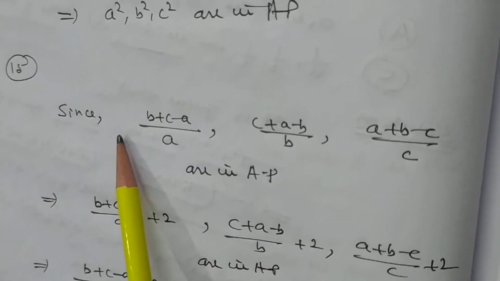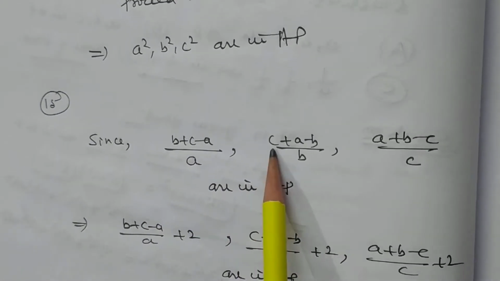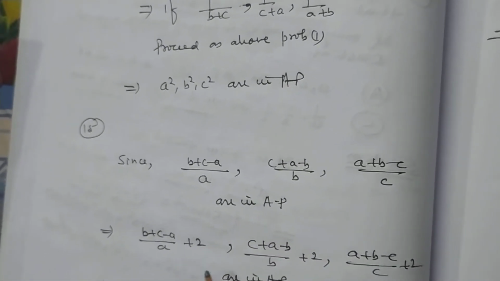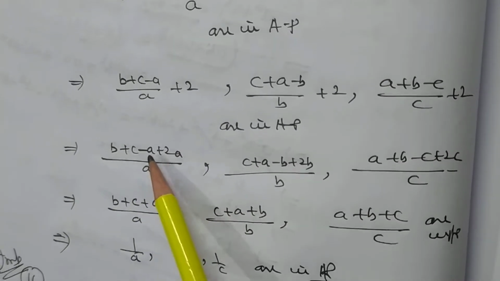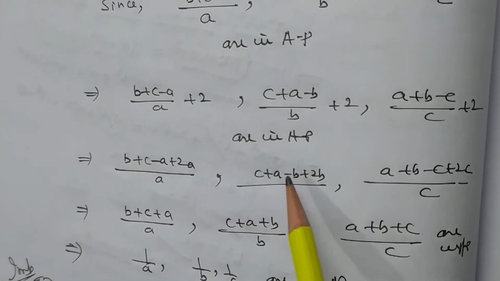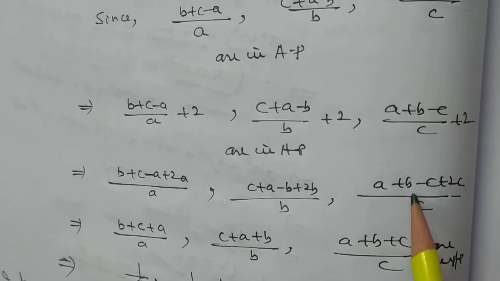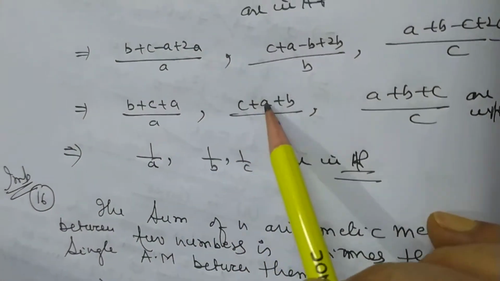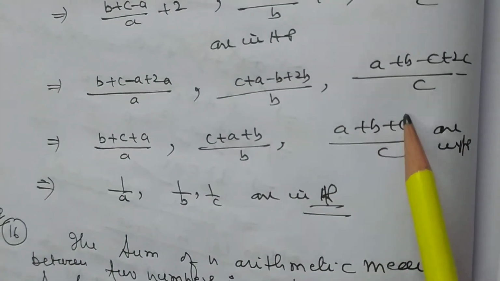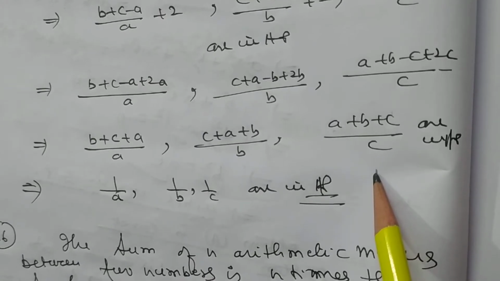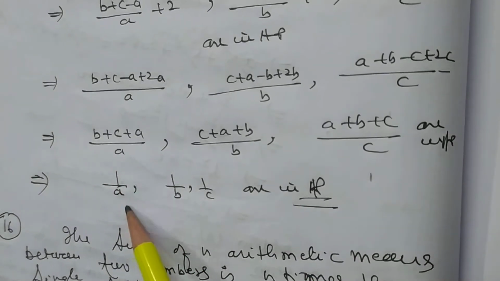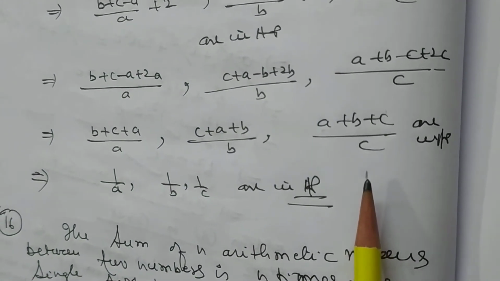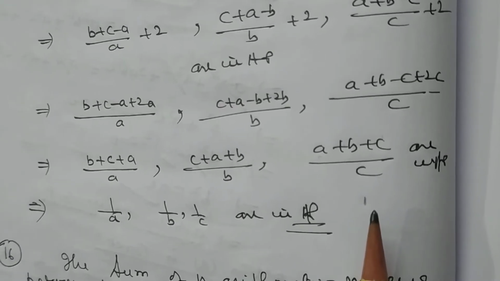My dear student, since B plus C minus A by A, C plus A minus B by B, A plus B minus C by C are in AP, adding 2 in each term, we have B plus C minus A plus 2A by A, C plus A minus B plus 2B by B, A plus B minus C plus 2C by C. So B plus C plus A divided by A, C plus A plus B divided by B, A plus B plus C divided by C are in AP. That is why 1 by A, 1 by B, 1 by C are in AP. My dear student, in this way we can solve some problems by using some technique.